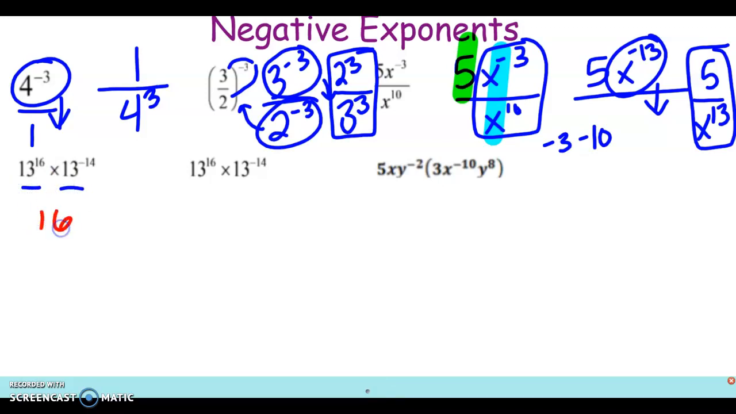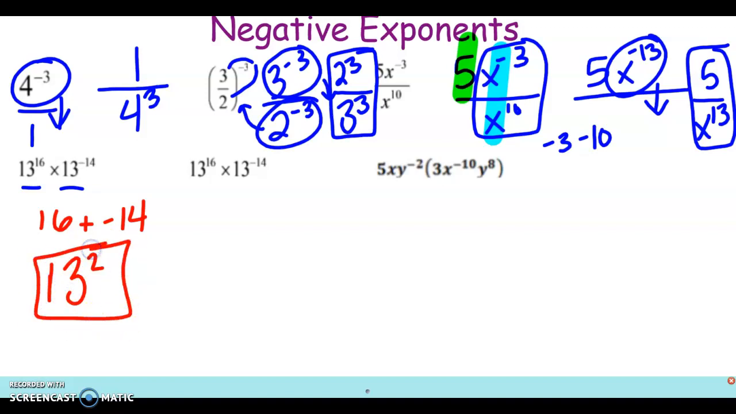So I have 16 plus a -14, which gives me 2. So my base stays as 13 to the second power. Oh, it's the same problem.